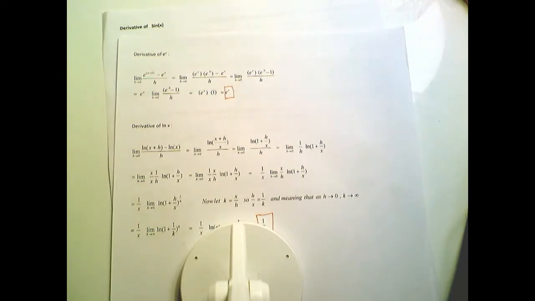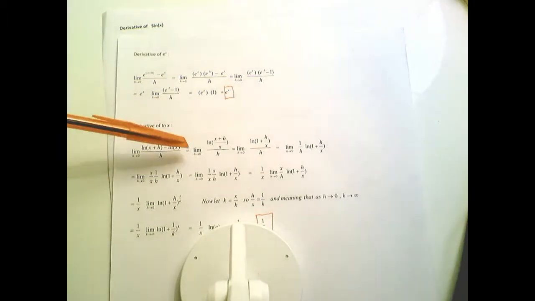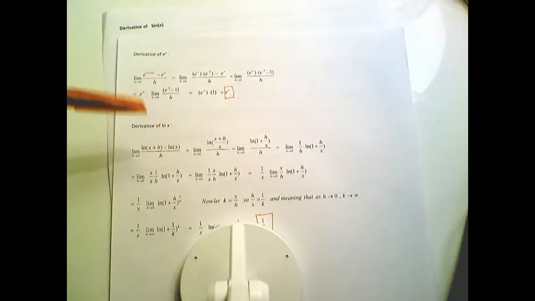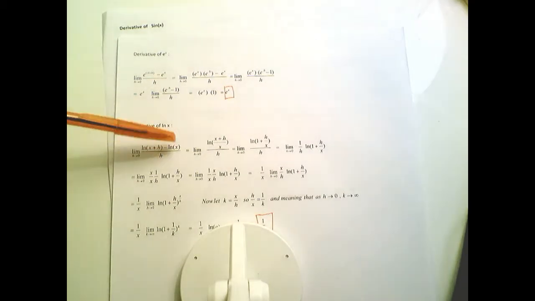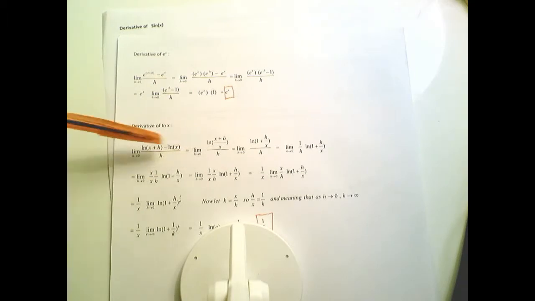Next, and the most complicated of all the proofs using first principles, is the ln of x. First principles written first. No surprise there. What have I done next? Well, it's the limit as h approaches 0. Remember, a log of something minus a log of something else, same base, is nothing more than what? The quotient of those two elements.